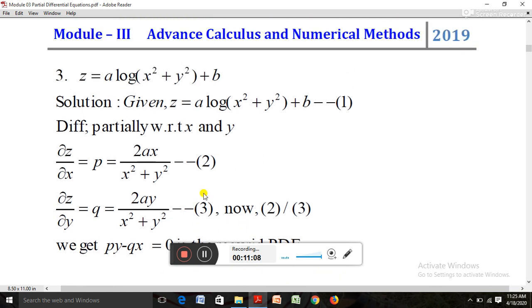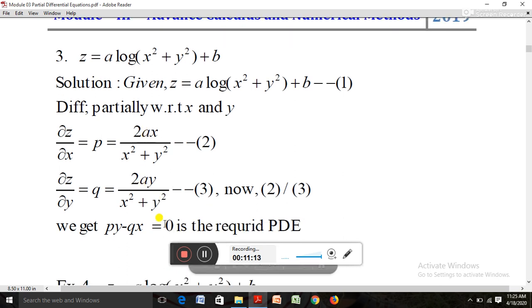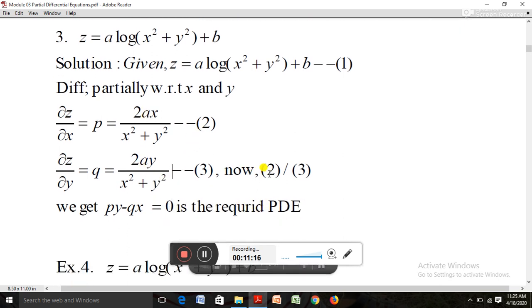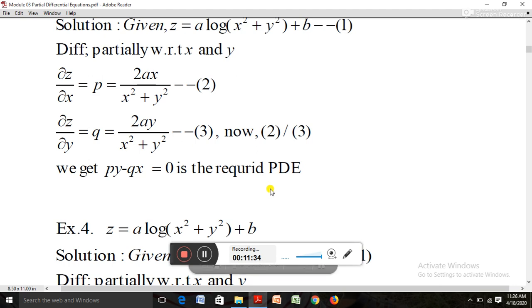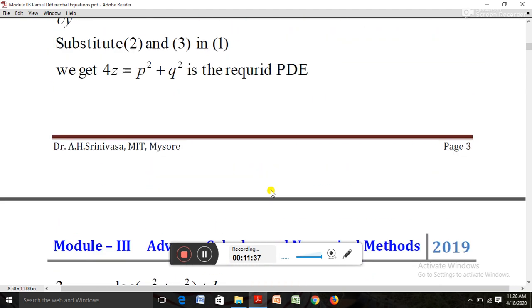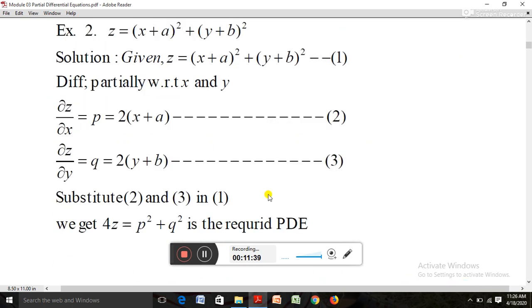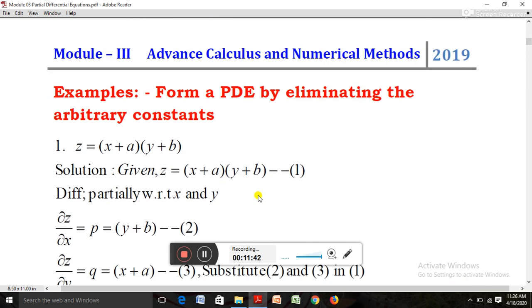Now we can eliminate a. Here a is there in both equations, so we divide equation 2 by equation 3. A divided by 2 means 2x and 2y, the 2 cancels and the a cancels, just simplify. After that we get py minus qx is equal to 0, which is the required PDE. So these are some examples of eliminating arbitrary constants. Okay, thank you.